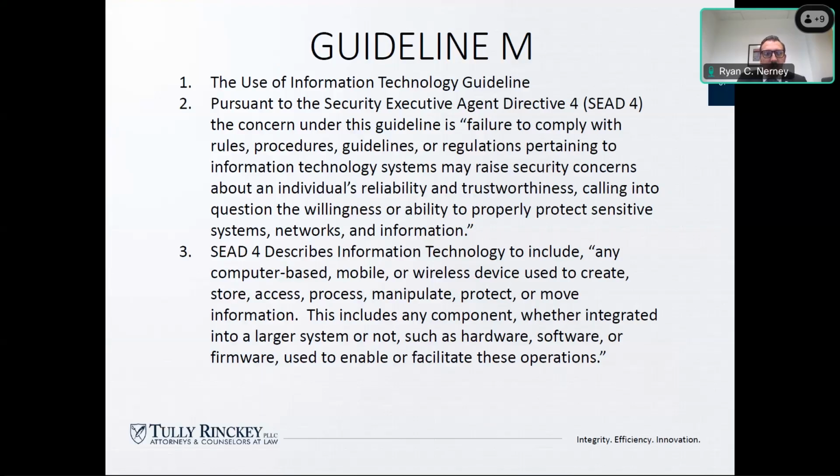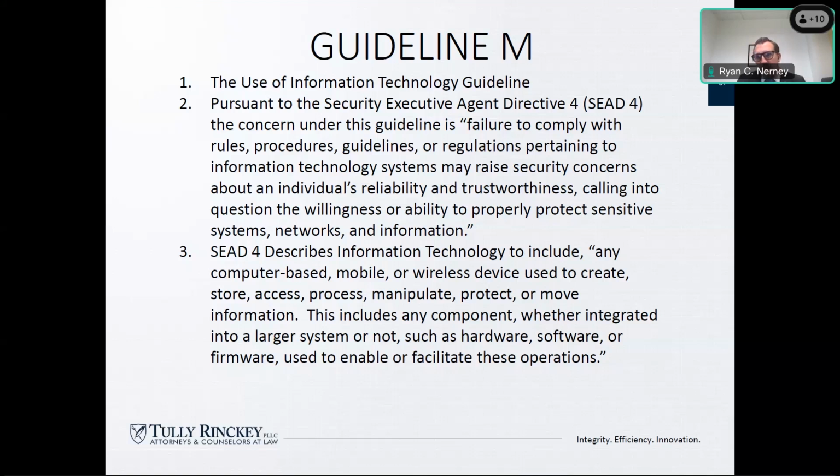So essentially, the SEAD 4, the Security Executive Agent Directive 4, which houses the adjudicative guidelines for security clearances, indicates that the Guideline M concern is a failure to comply with rules, procedures, guidelines, or regulations pertaining to information technology systems that may raise security concerns about an individual's reliability and trustworthiness, and also calls into question the willingness or ability to properly protect sensitive systems, networks, and information. The language there is important because it says protect sensitive systems, networks, or information. It does not specifically say classified, although there are some aspects of the disqualifying conditions where misuse of classified information can elicit a Guideline M allegation.